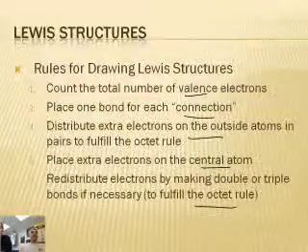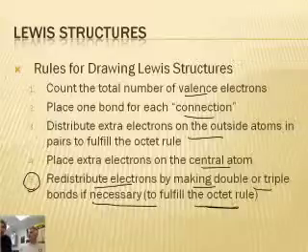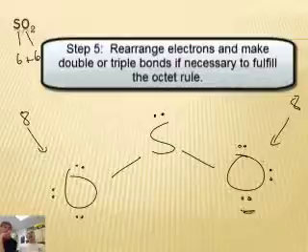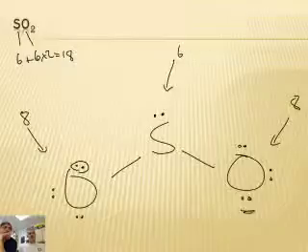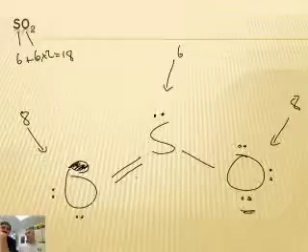We haven't actually used rule number 5. Redistribute electrons by making double or triple bonds if necessary to fulfill the octet rule. I think this is necessary. So, folks, the way to do this is you take one of the oxygens, it doesn't really matter, and take these 2 electrons. Instead of making them an unshared pair, we can erase them and put a double bond here. So we just took those 2 electrons that were not bonded and now they are bonded. So sulfur dioxide has a double bond and a single bond.